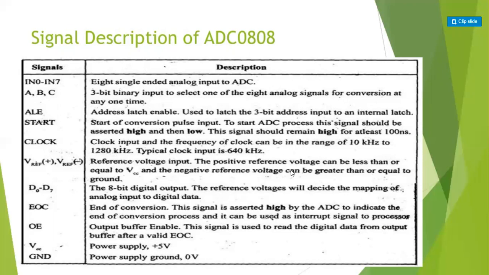Then D0 to D7 are the 8-bit digital output, and the reference voltage will decide the mapping of analog input to digital data. Next is EOC, the end of conversion. This signal is asserted high by the ADC to indicate the end of the conversion process, and it can be used as an interrupt signal to the processor. OE is the output buffer enable. This signal is used to read the digital data from the output buffer after a valid EOC. And then VCC is the power supply, and ground is the 0 volt power supply.